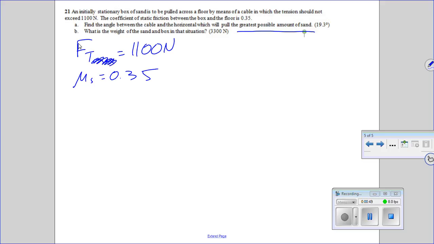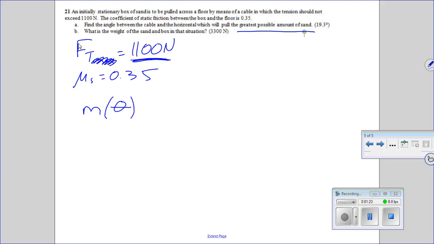Anytime you hear maximize, you should automatically be thinking calculus, right? So what we want to do is write an expression for the amount of mass that can be pulled with this tension as a function of the angle at which the cable is pulling the box. And then we're going to differentiate it to find the maximum.